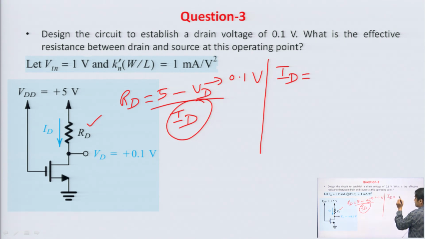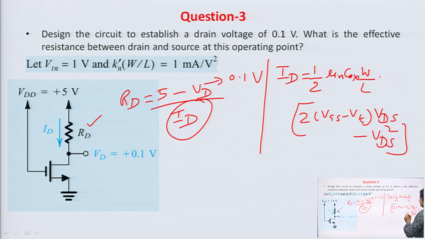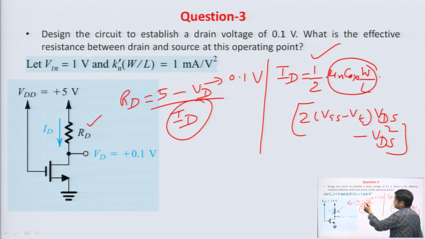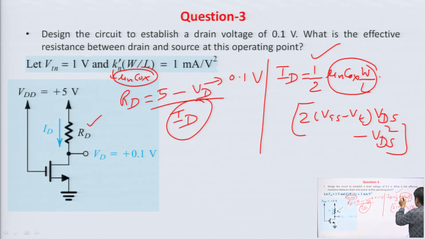Id is in linear region, the drain current equation is 1 by 2 mu n Cox W by L in square bracket, 2 into Vgs minus Vt into Vds minus Vds square. This is the drain current equation. Now, see, mu n Cox into W by L is given. Actually, this Kn dash is your mu n into Cox, fine. So, mu n Cox W by L is given, that is 1 milliampere per volt square, fine, and your Vgs is also given.